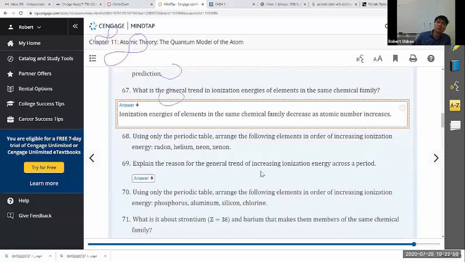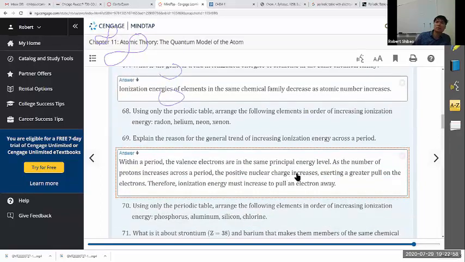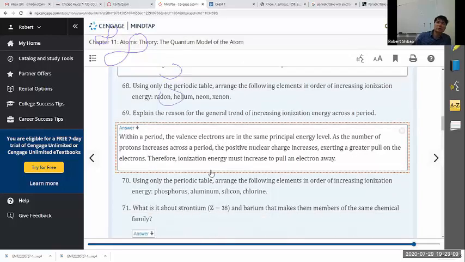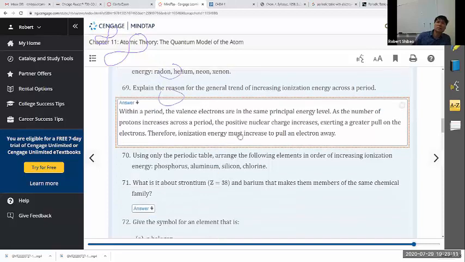Explain the reason for the general trend in increasing across a period. As you go across, it gets smaller, so the ionization energy should go up. And so, they get smaller because of the positive nuclear charge. Well, it's going to be harder to pull an electron. So this is a good explanation here. This is the reason they get smaller. It's the same reason it's harder to pull an electron from it.